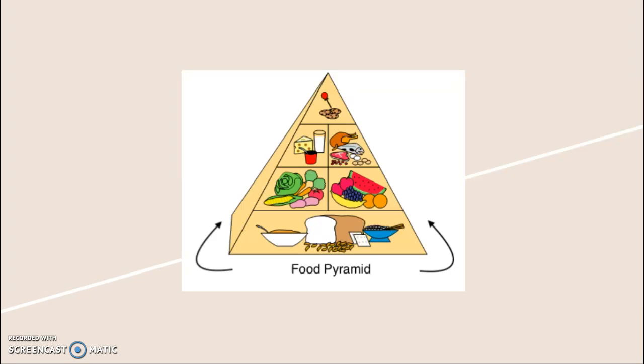The pyramid is organized into 6 different groups and is shaped based on the number of servings a person should eat each day. At the bottom level is the food group called grains. The grains food group includes food items such as bread, cereal, rice, and pasta. The next level is vegetables, which includes food items such as potatoes, carrots, lettuce, and broccoli.